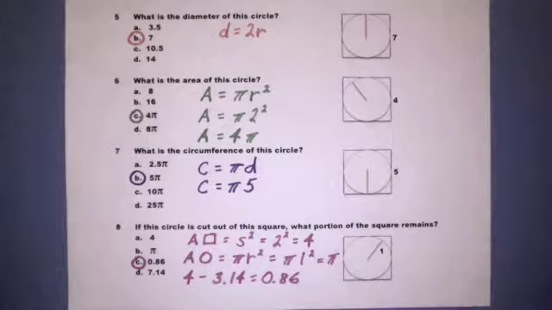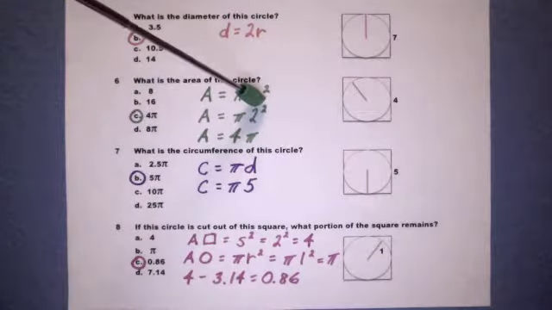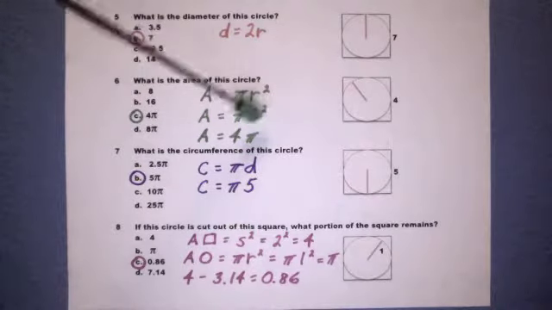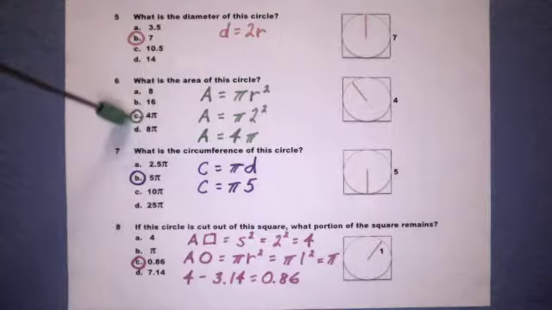If the diameter is 4, then the radius is half of that, 2 units long. So we can replace r with 2. Pi times 2 squared. 2 squared is 4. Area equals 4 pi, C.